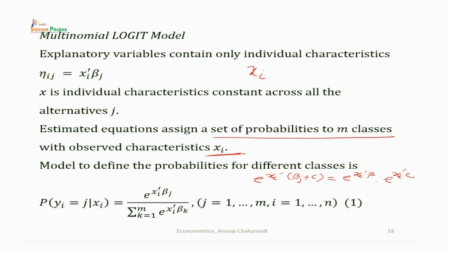In the denominator also, if you replace this beta_k by beta_k plus c, then you get a term containing e to the power x_i transpose c, and then that term will cancel out. Actually, in the denominator you will get summation e to the power x_i transpose (beta_k plus c), which is equal to, you can take e to the power x_i transpose c common, because this summation is over k, and then you have summation over k e to the power x_i transpose beta_k. So, this will cancel out.